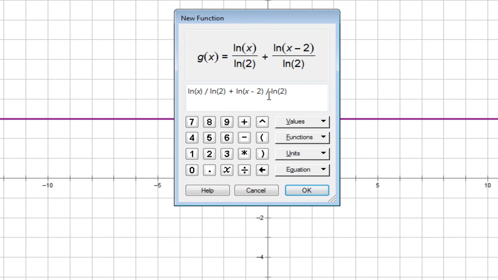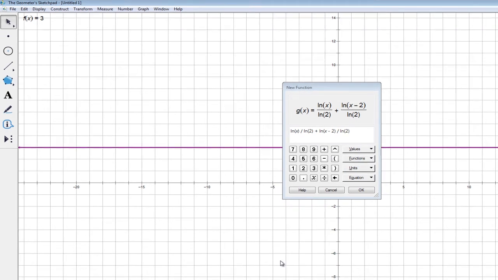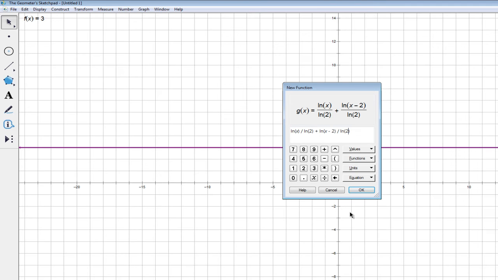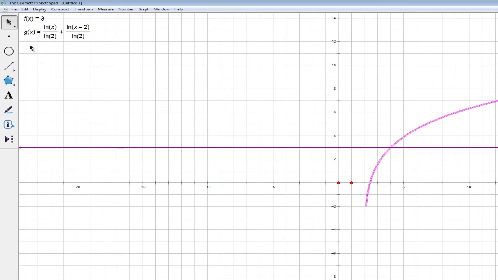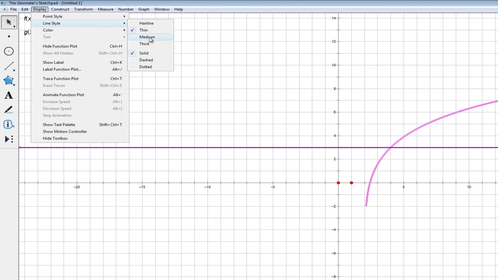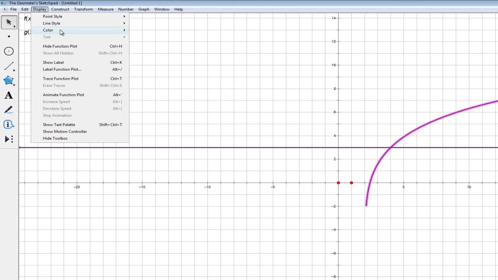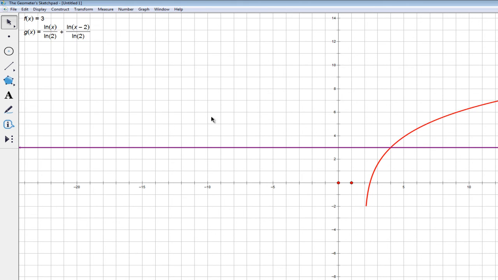And here you can see it just like you would type in your calculator, but here you see it in pretty print form. And that is the exact same thing as this. So we're good. I guess it's not that interesting of a function, but here's the second function right here. You can see it. Make it a little thicker. We can change the color, make it look however we want.